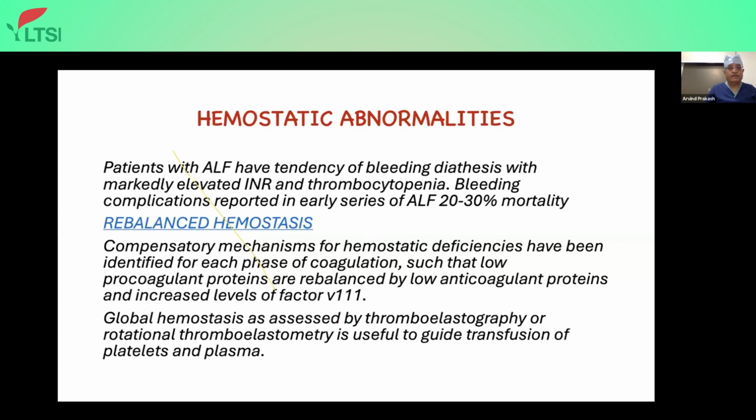There are hemostatic abnormalities in patients with bleeding diathesis, markedly elevated INR and thrombocytopenia. There are compensatory mechanisms for hemostatic deficiencies, which are identified in each phase of coagulation. So the low procoagulant proteins are rebalanced, what is called rebalanced hemostasis, which leads to increased levels of factor VIII. So global hemostasis should be assessed by thromboelastography and rotational thromboelastometry. Next slide.